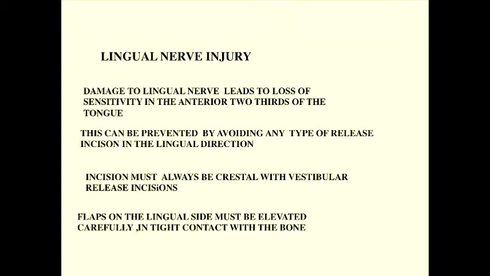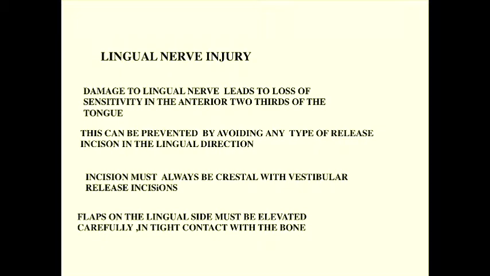implants. So this can be prevented by avoiding any release incision. We periodontists learned in school to watch for the lingual release. Don't try to be gutsy with the lingual release. Reflect lingually as much as you can, but don't cut. Don't make a vertical incision here. It must always be crestal. Okay?